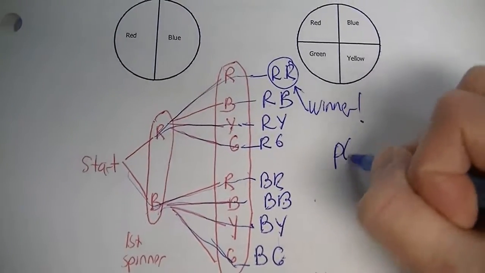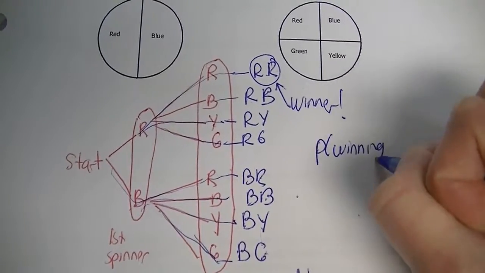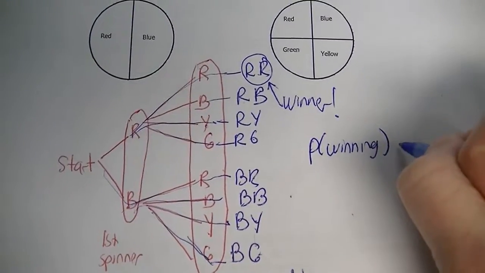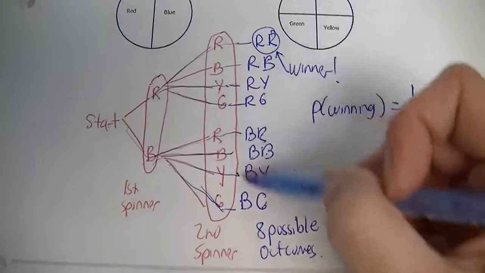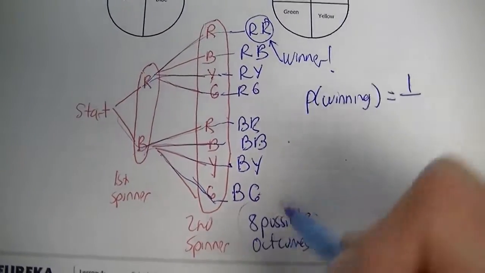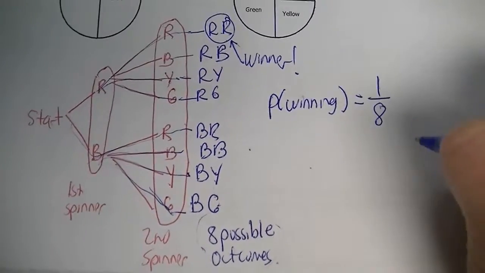So the probability of winning this game is equal to 1 out of how many? Well, that's why I like you to count them. Remember I told you I like you to count them? I already know there's 8. 1 out of 8. Okay?